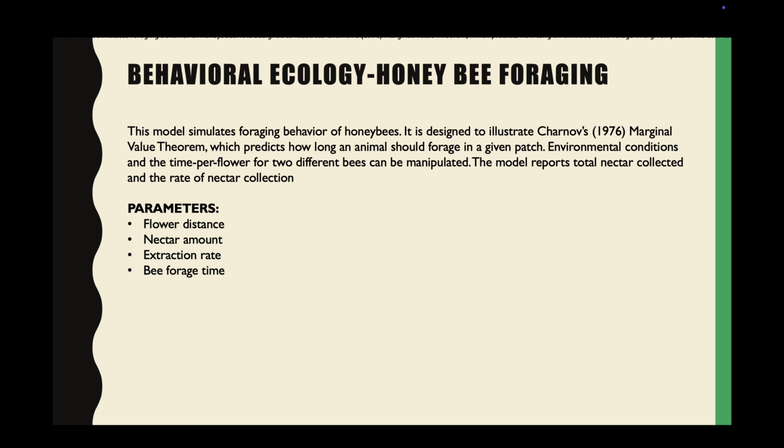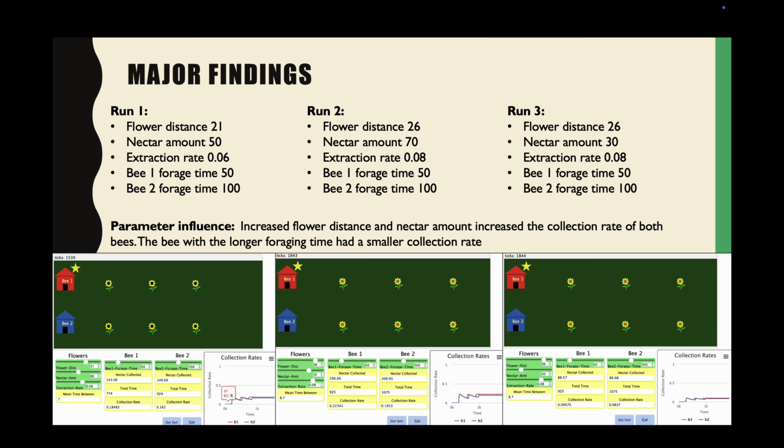The next model I chose to do is honeybee foraging. This model simulates foraging behavior of honeybees. It illustrates Charnov's marginal value theorem, and it predicts.